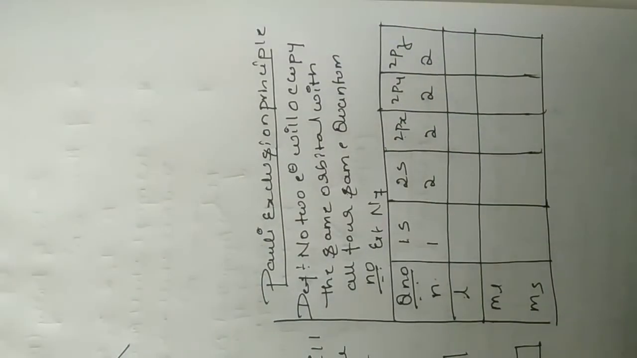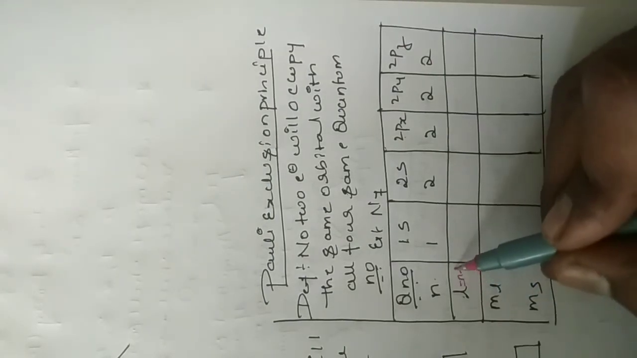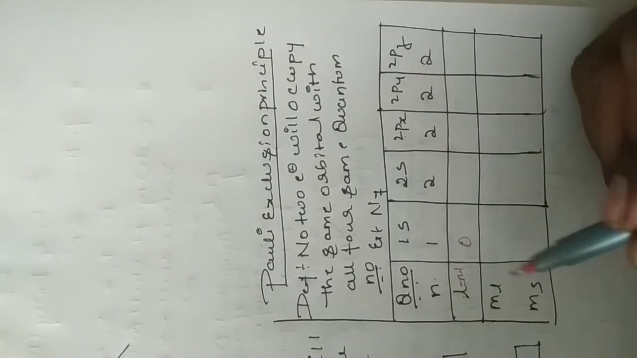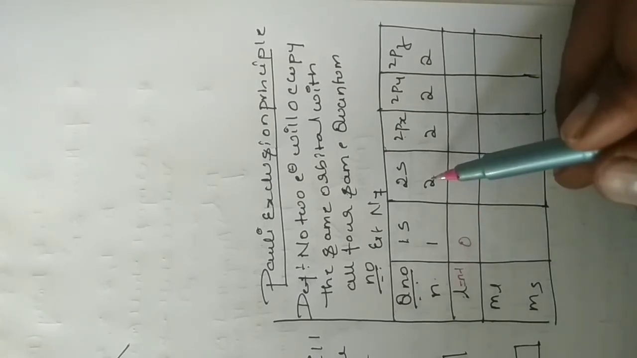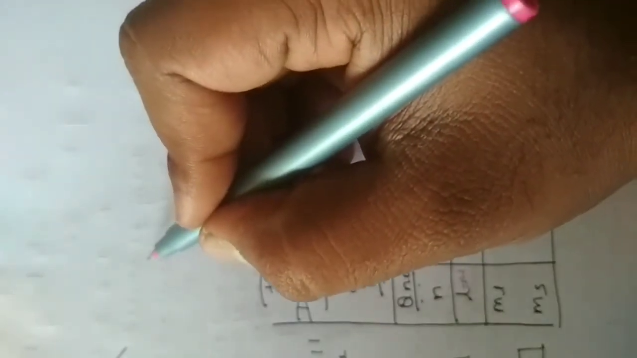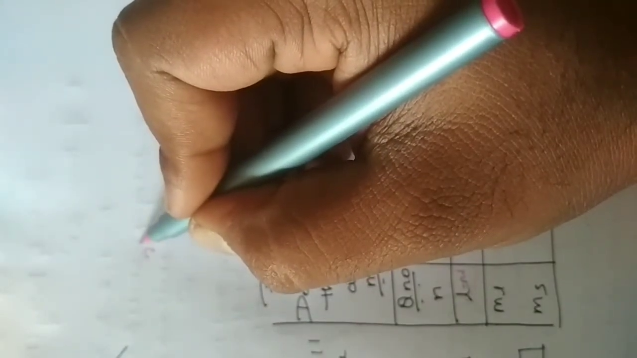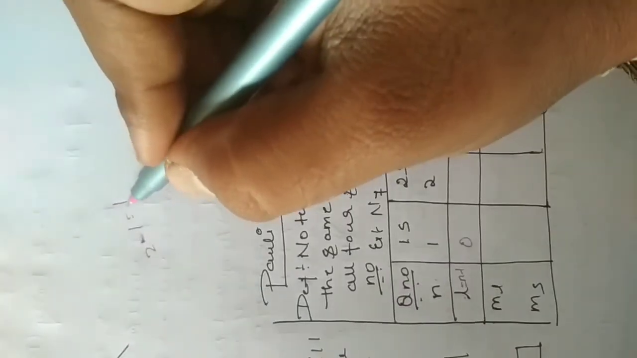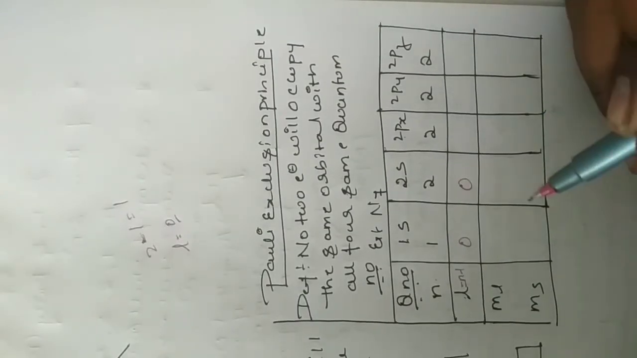Next I am going to write l. We already told that it must follow the n minus 1 formula, correct? n minus 1, 1 minus 1, 0. When it comes to 2s, 2 minus 1 is equal to 1, but I already told that l must start from 0, so for that I am writing here again 0.